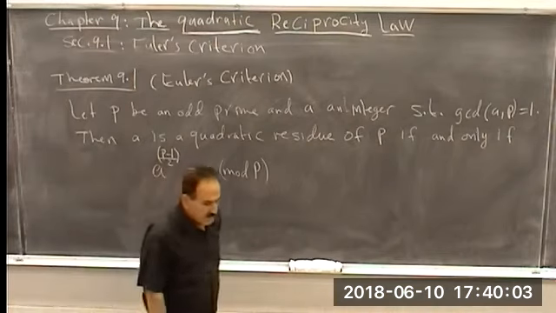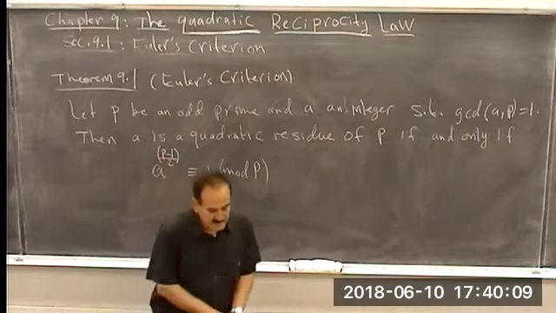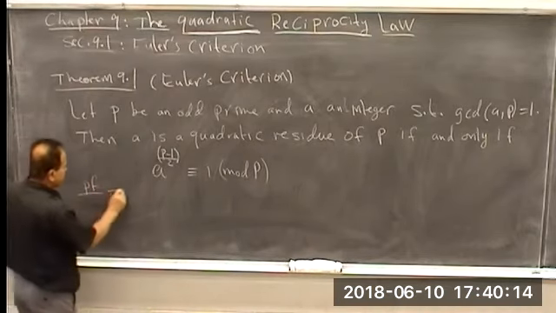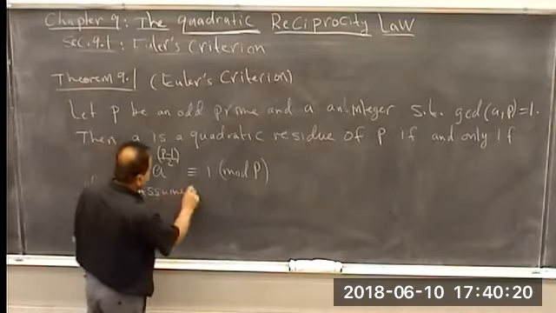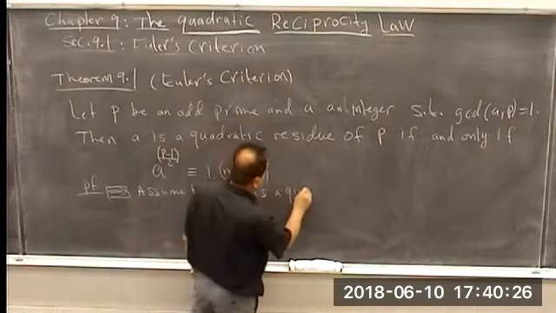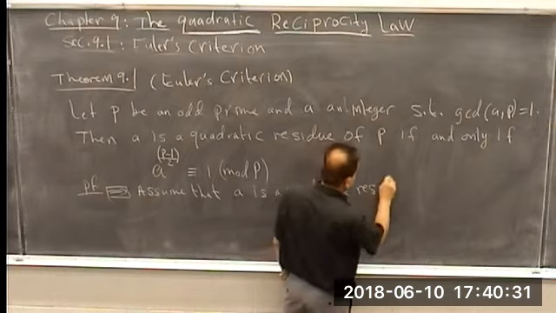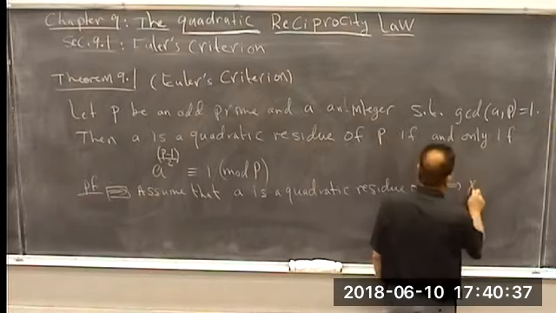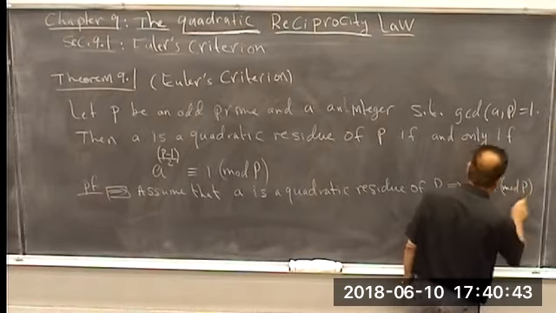All right, for the proof, let's start by assuming that a is a quadratic residue of p. This implies that x squared congruent to a mod p has a solution.